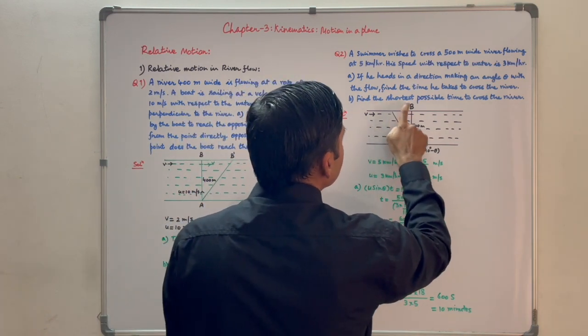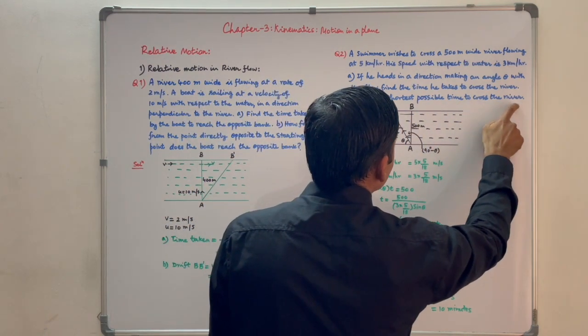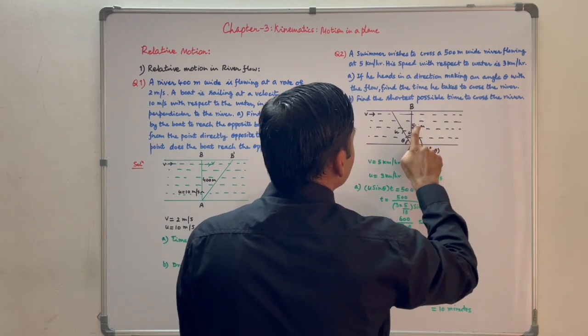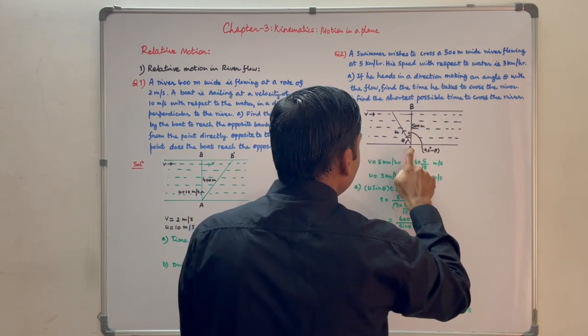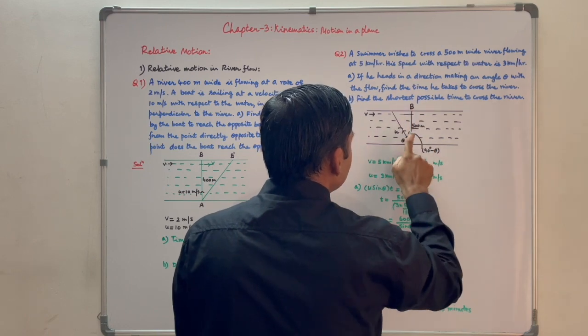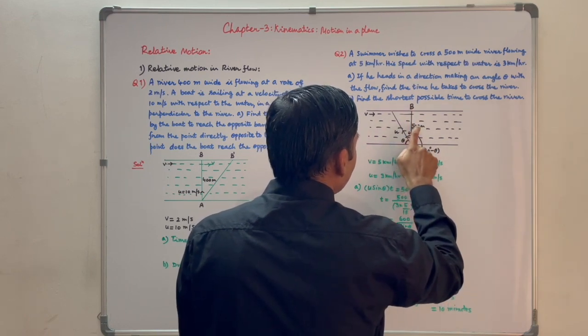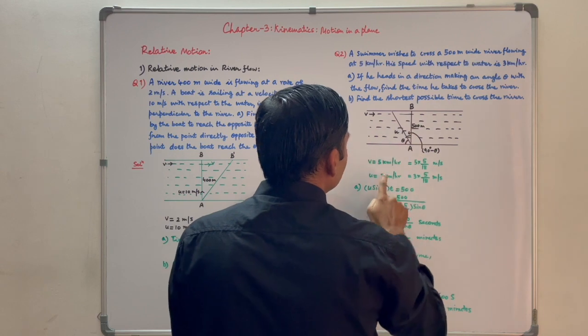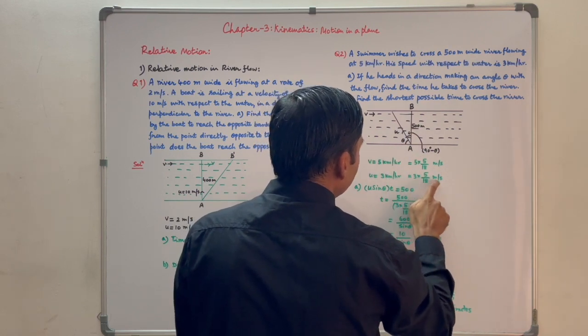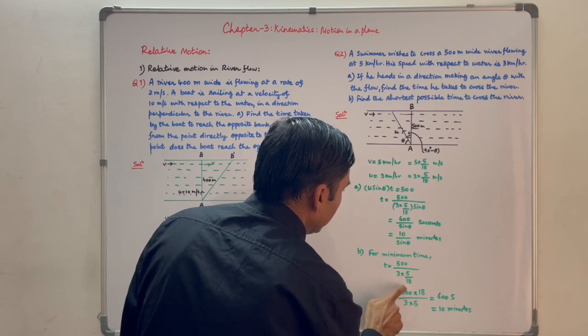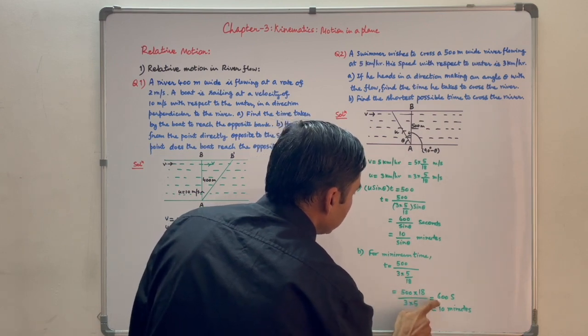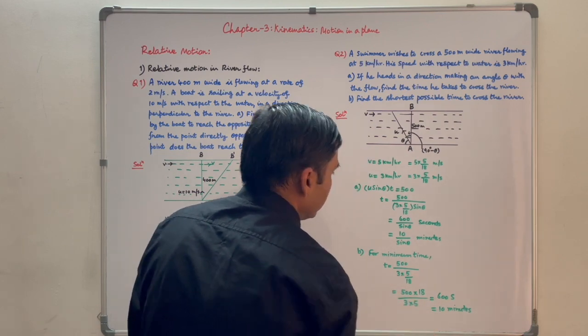Part B, find the shortest possible time to cross the river. To cross the river taking shortest possible time, swimmer has to head in EB direction. So in that case, time taken will be 500 upon U. U is 3 into 5 by 18 meter per second. So it will be 500 upon 3 into 5 by 18. That comes out to be 600 seconds or 10 minutes.